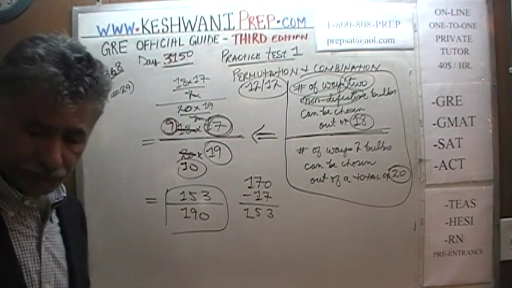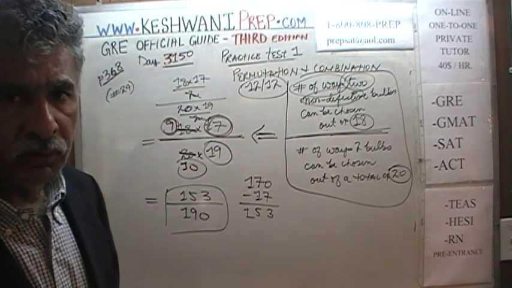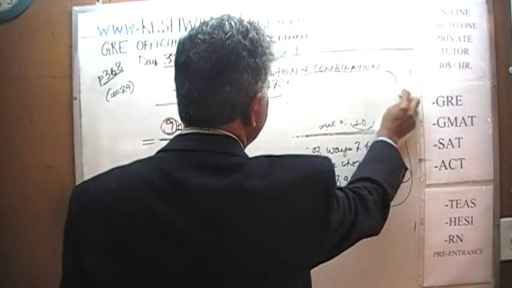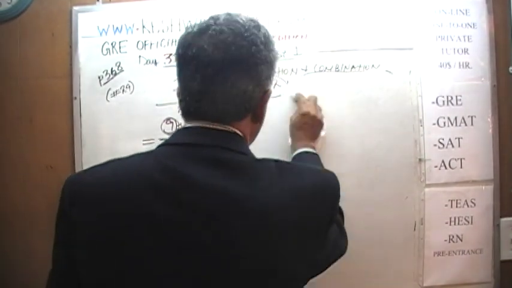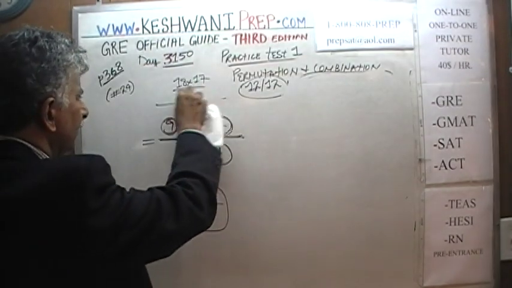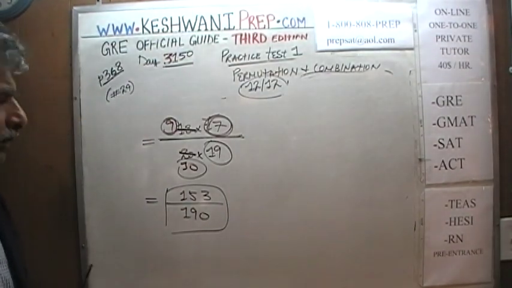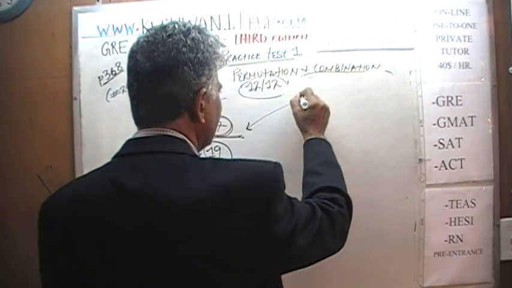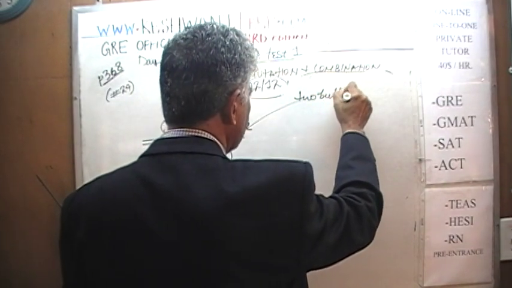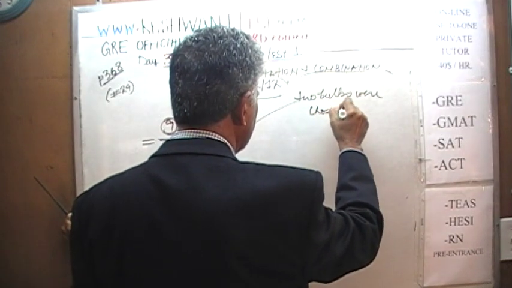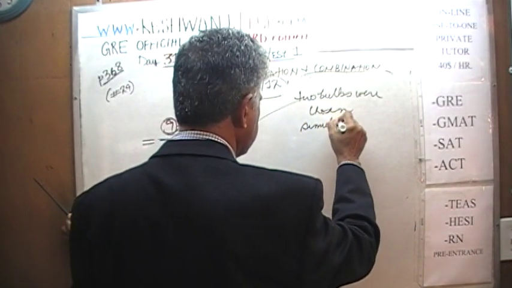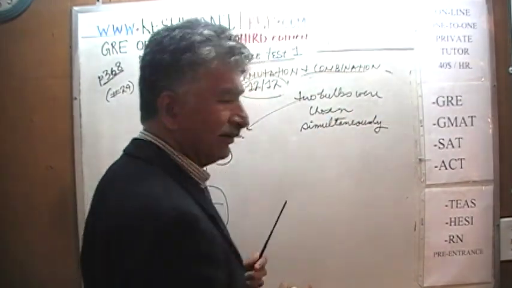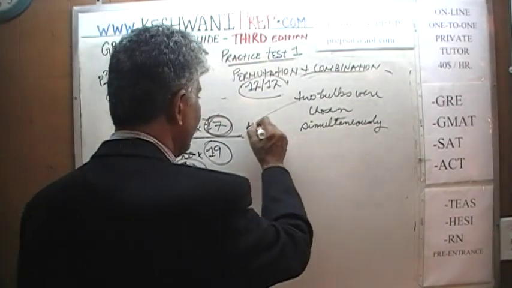There is, however, another way of choosing, the other way we could have looked at this problem, another vantage point, which is this. Here, in the work that we see here, let's erase this top part. This work that you see here is the work that we just did, where two bulbs were chosen simultaneously, as the problem told us to do. Two bulbs were chosen simultaneously. That's what this work is about.